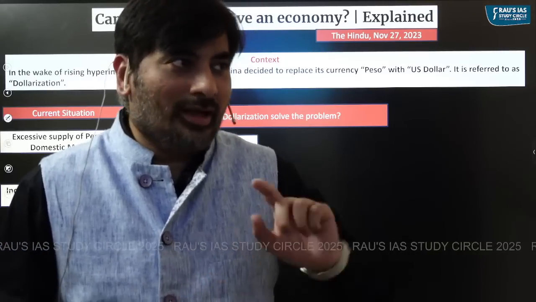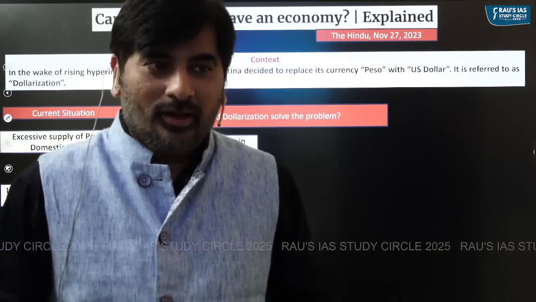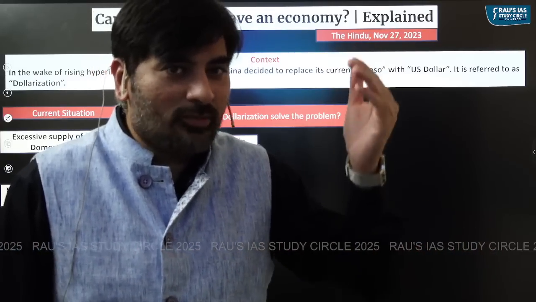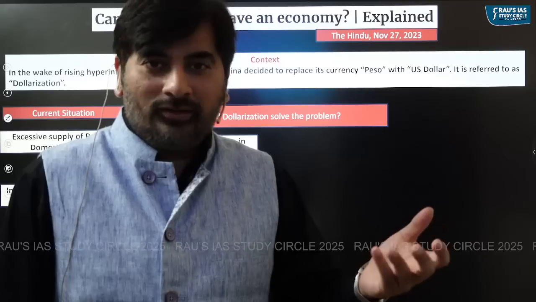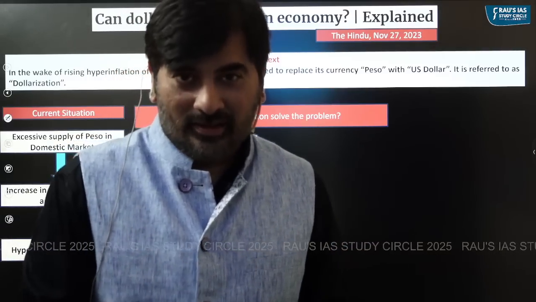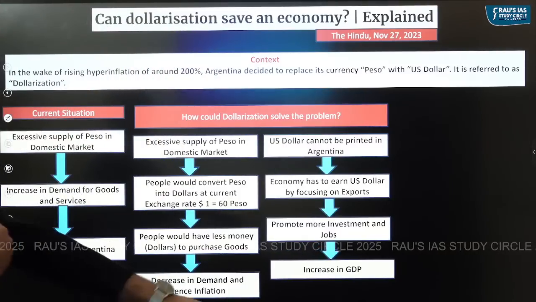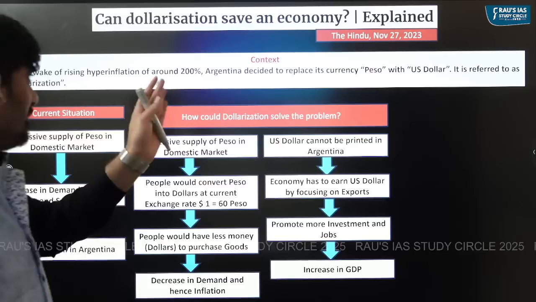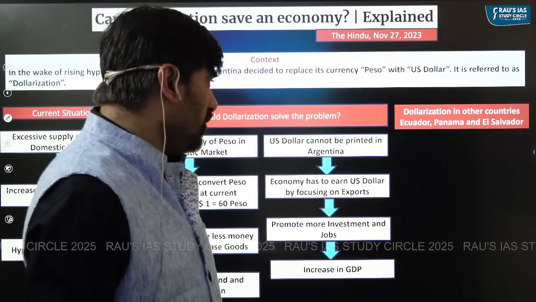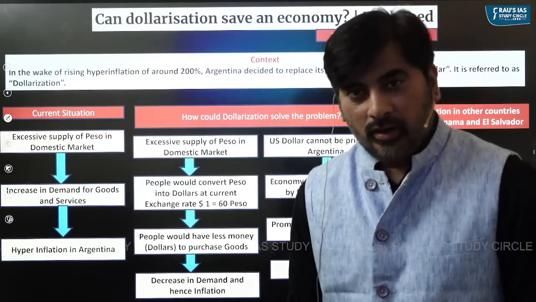And how can it get dollars? By exporting goods and services to other countries. So in order to get dollars, it has to export more goods and services, it has to make more investment, and in doing so, the GDP of the country will come back to normalcy. That is the basic idea here. And let me tell you, it is not just Argentina which has gone for dollarization. Other countries include Ecuador, Panama, and El Salvador. Even these countries have also gone for dollarization.